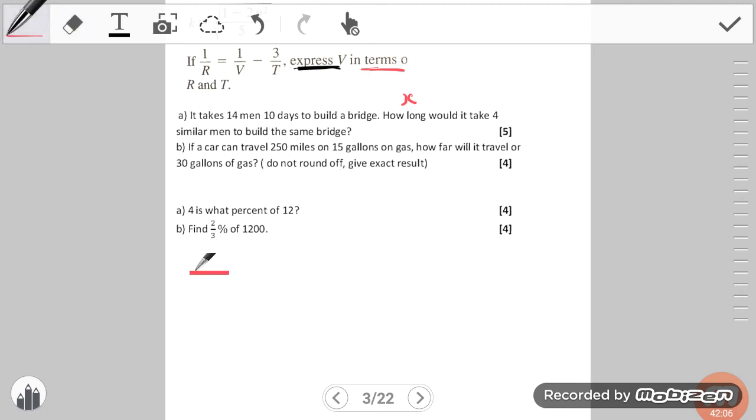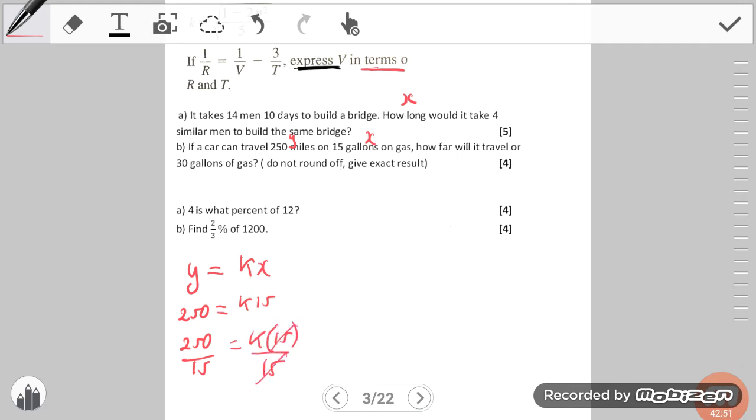The formula for direct variation is y is equal to kx. Again, k is the constant of variation, and y represents the amount of miles, because the amount of miles is dependent upon the amount of gallons of gas that you have. So y represents the miles and x represents the gallons. In the first instance, 250 miles can be done with 15 gallons of gas, so x is 15. So the constant of variation here is 250 divided by 15.